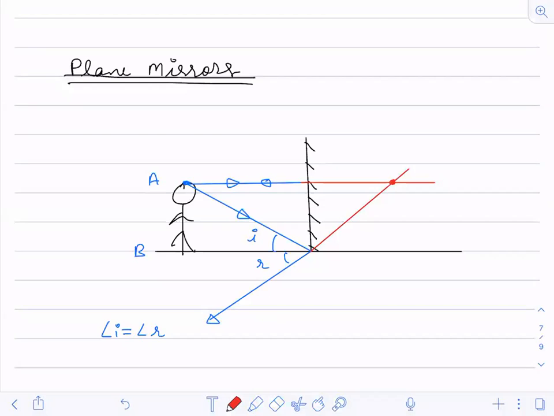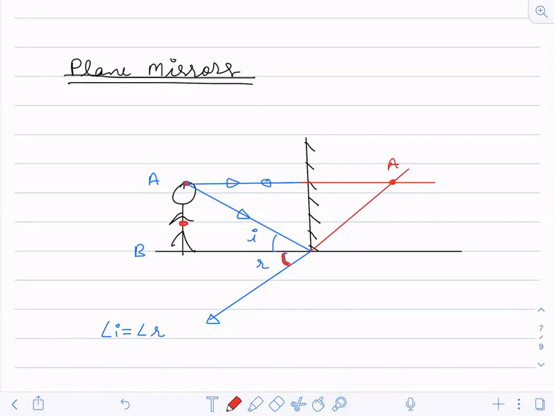From which point did you start? From point A. So this intersection point will be the image of A. If I draw for this point, angle R will be here only for this ray. Angle R will not change. The angle between the normal and the reflected ray will be the same. So this is the image of the point A.